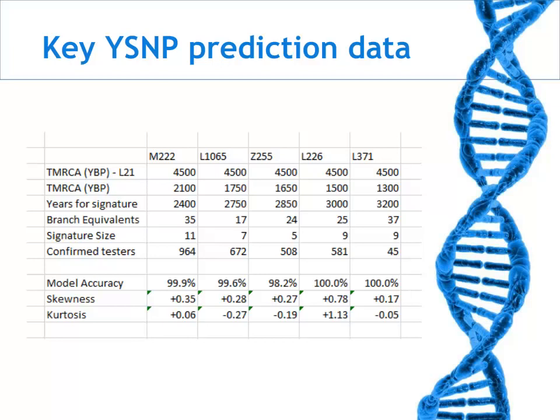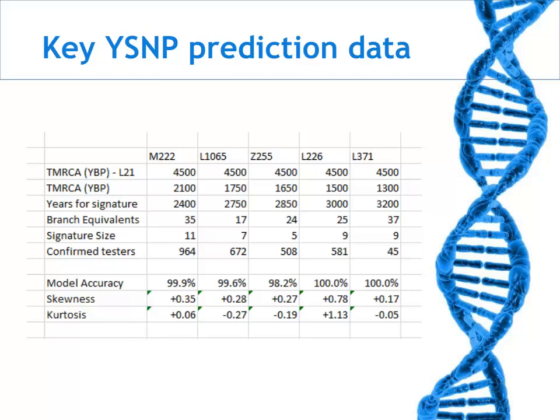M222 has 35 branch equivalents and a signature size of 11, 964 testers, and it yields a 99.9% accuracy with only one outlier not being predicted properly. L1065 is another big one. It has 17 branch equivalents, but the signature is only 7, but with a very good sample size of 672. It has 99.6% because the signature is only 7. Then you have Z225. It has a bunch of branch equivalents, but the signature is a red flag because it only has 5, which is below 7, but it has 500 testers, but it still has 98.2% accuracy.